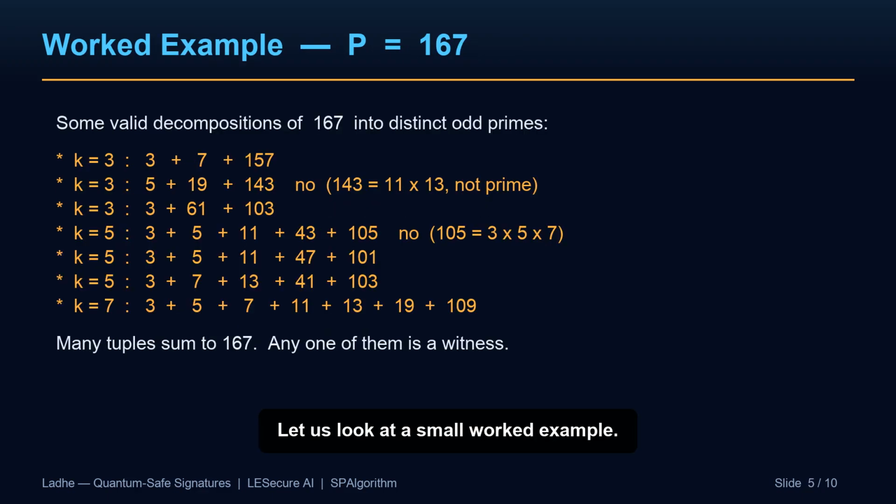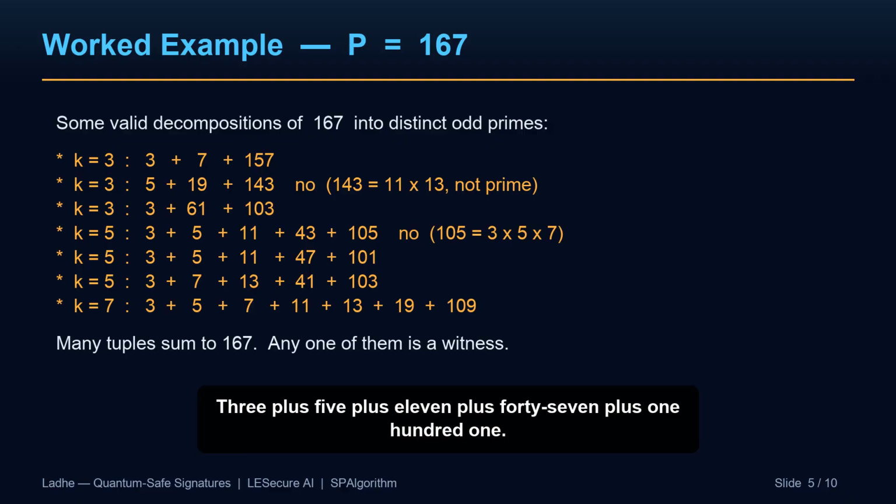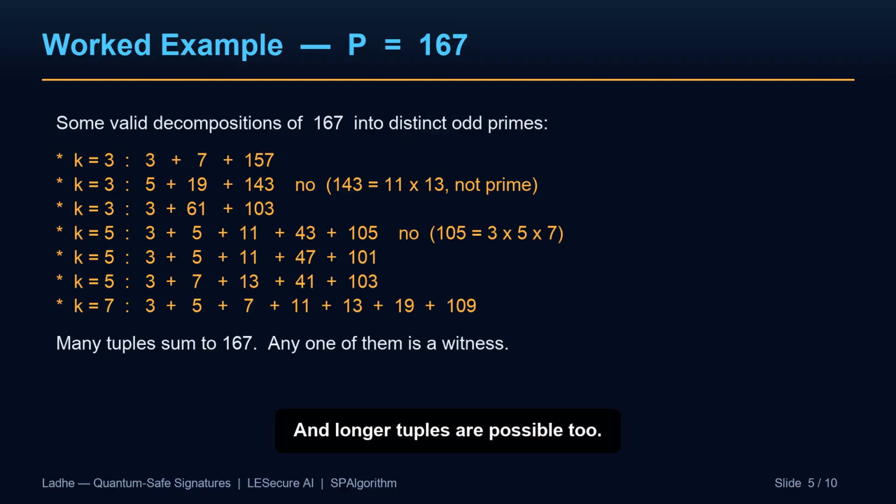Let us look at a small worked example. Take p equal to 167. Here are some valid decompositions into distinct odd primes: 3 plus 7 plus 157, 3 plus 61 plus 103, 3 plus 5 plus 11 plus 47 plus 101, and longer tuples are possible too. Many tuples sum to 167. Any one of them can serve as a witness.